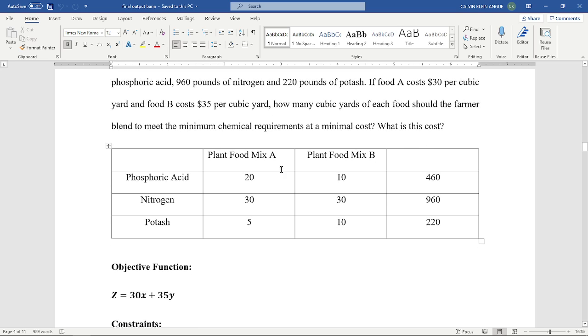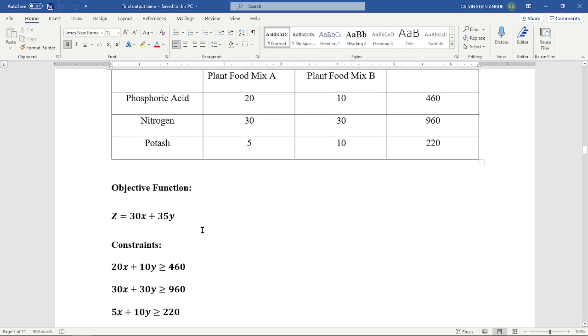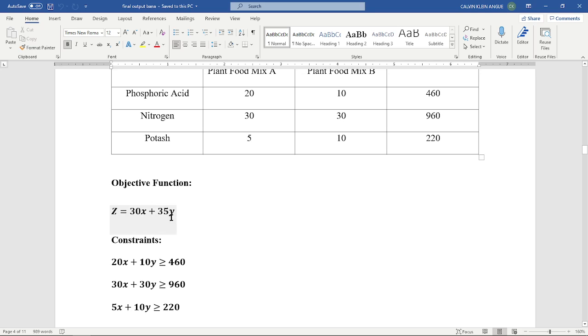So what is the cost? So first I do the table first, so I know my variables. So for the objective function, it's $30 and $35. So set it in mathematical terms, 30x plus 35y, that's your objective function.